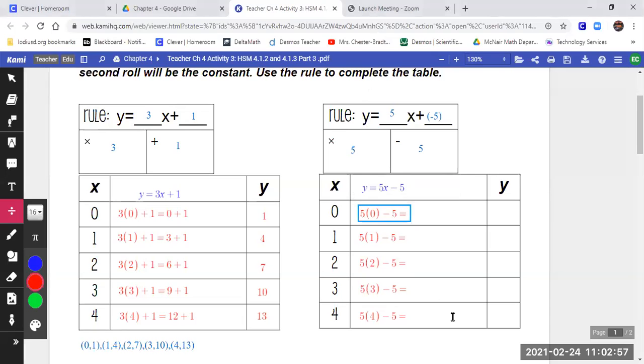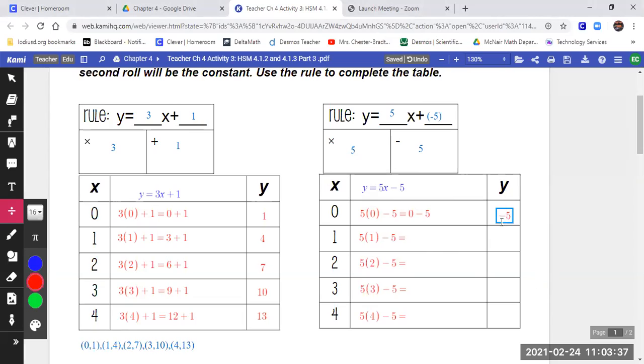So now we got to go do the work. What's this first row going to say? Show me what the work is going to say for this top row. 0, take away 5, exactly. And then over in the Y column, we're going to put what that equals. What is 0, take away 5 worth? -5.